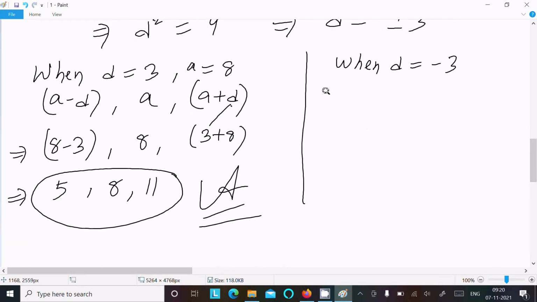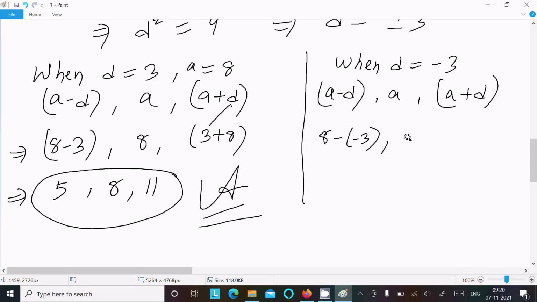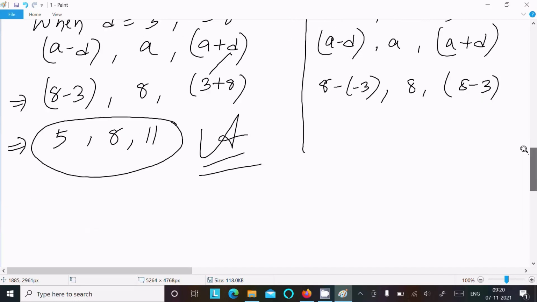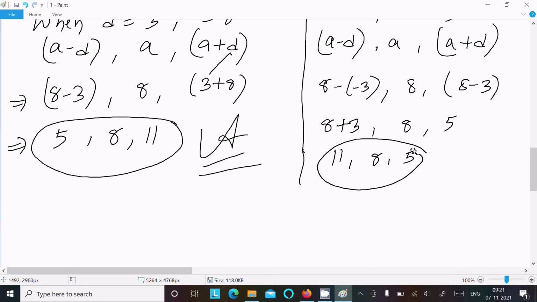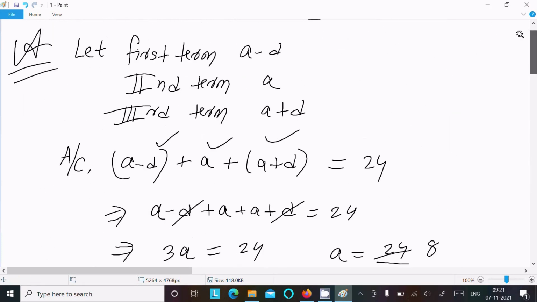Now the next is when the d value is minus 3. So here the first term is a minus d, the second is a, and the third term is a plus d. So the a value is now 8 minus the d value, which is minus 3. Here the a value is 8 and 8 minus minus 3, minus minus makes plus. So here 8 plus 3 is 11, then 8, then 8 minus 3 is 5. So this is now 11, 8, 5. So this is the next answer of this question.